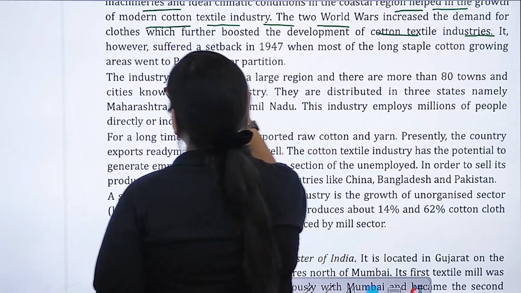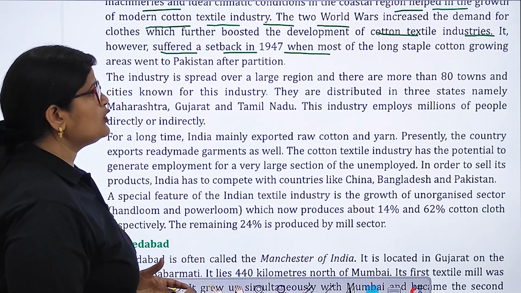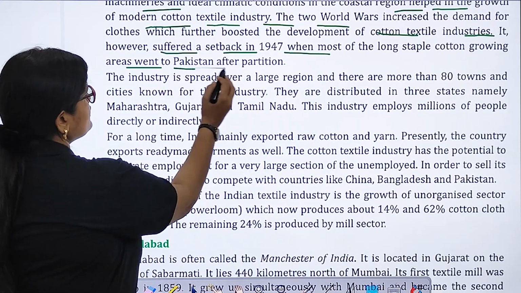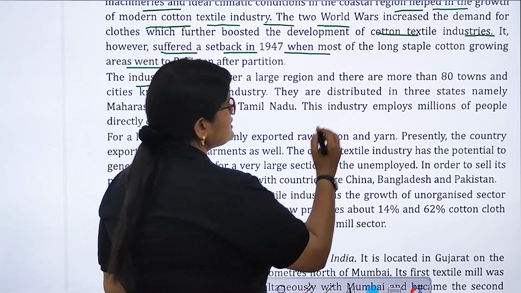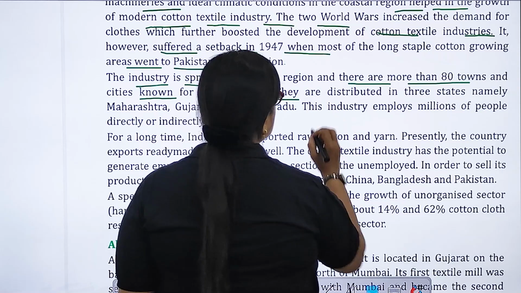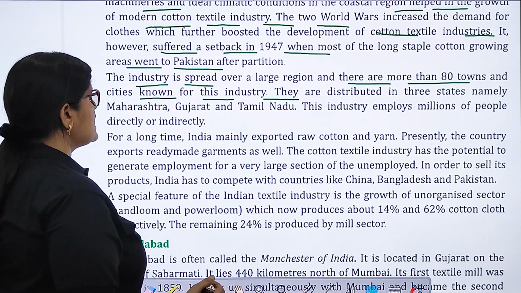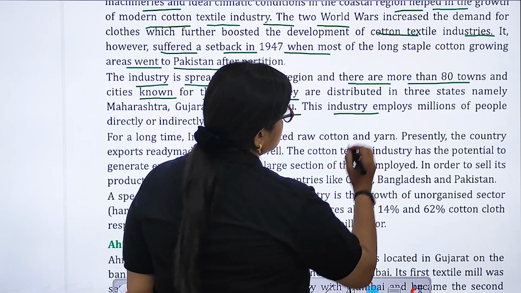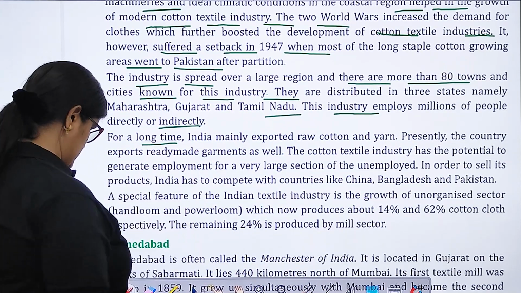However, it suffered a setback in 1947 when most of the long staple cotton growing areas went to Pakistan after partition. The industry spread over a large region and there are more than 80 towns and cities known for this industry. They are distributed in three states, namely Maharashtra, Gujarat, and Tamil Nadu. This industry employs millions of people directly or indirectly.